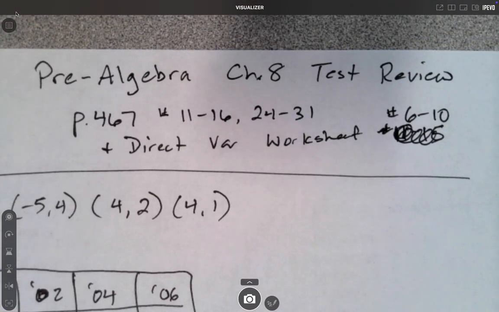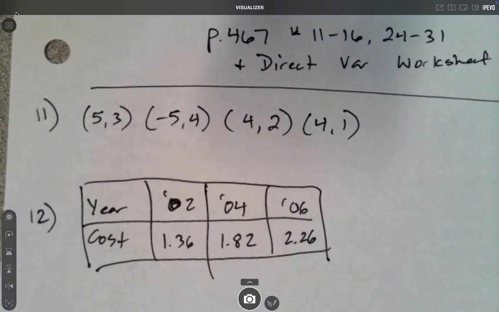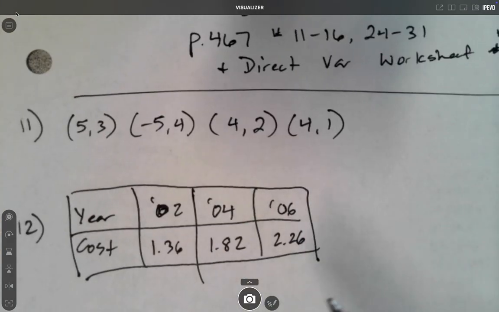So let's review for Chapter 8's test. All right, so number 11 gives these ordered pairs and then says determine whether this relation is a function.